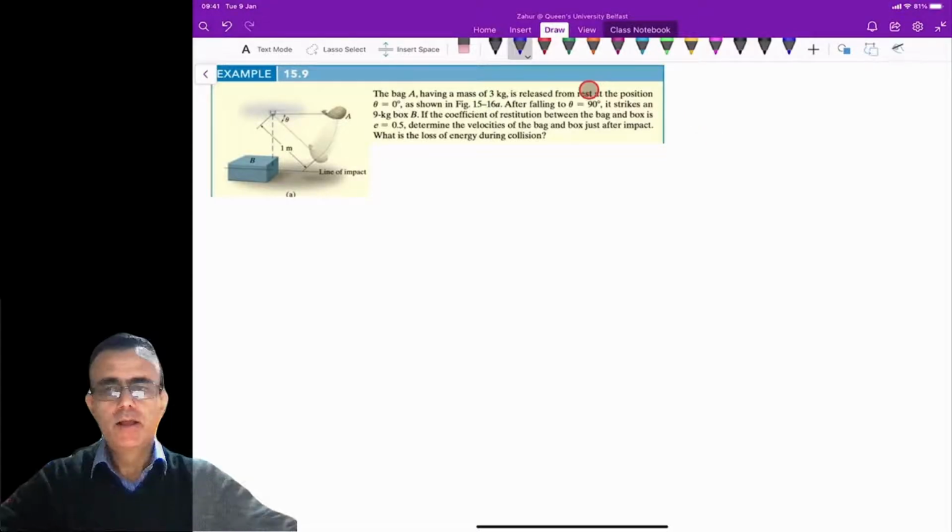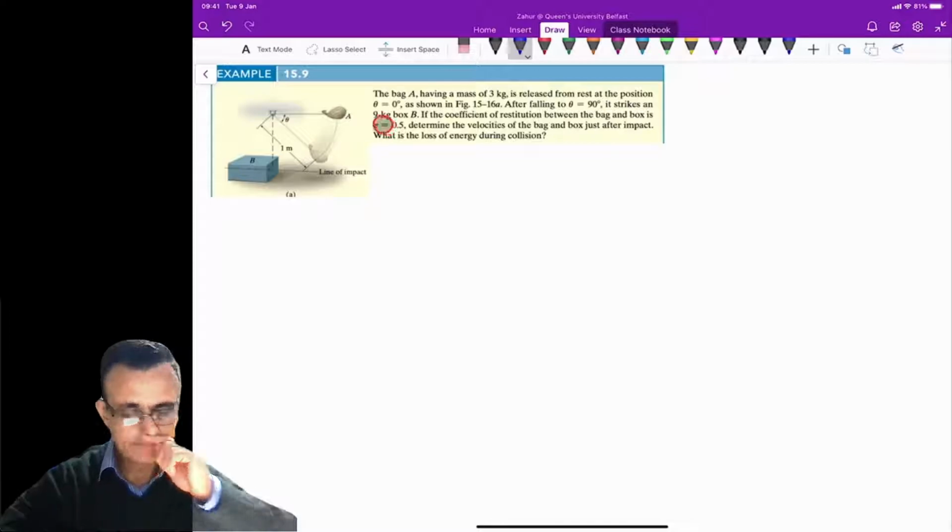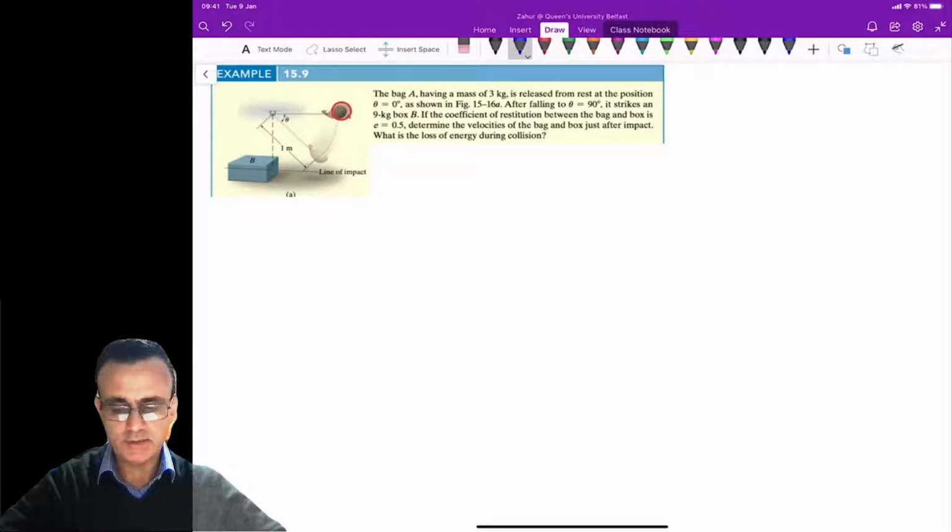Okay, so in this second numerical example, which is example 15.9, taken from the R.C. Hibbeler book, and again, it's one of the numerical examples in your tutorial sheet. As you can see, the bag A, which is this bag here, having a mass of 3 kilogram, is released from rest at the position theta equals 0. So when theta is 0, this means that the bag A is in this position here.